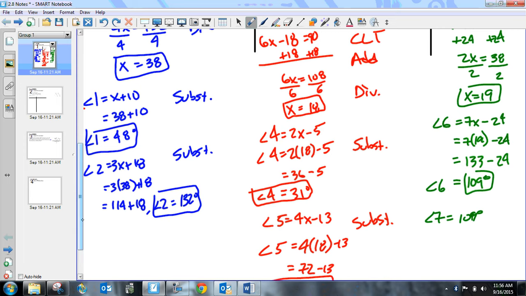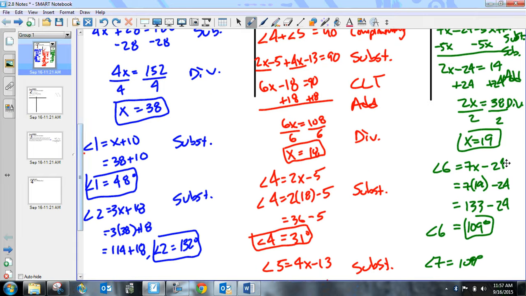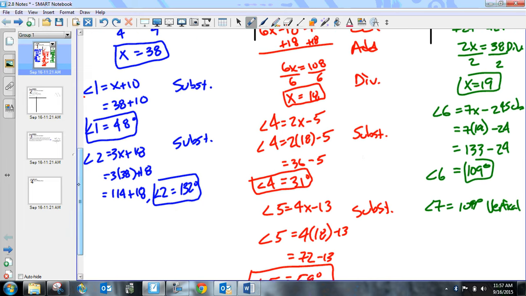All right, so now let's take a look at our steps, see what we did. I set these two equal to each other. That was substitution. I used subtraction, then addition, then division, and then I used substitution again. But the interesting thing here is how I automatically just knew that angle 7 was equal to 109. That's because these are vertical angles. There are reasons why I do all this stuff. I'm not just picking it out of thin air. I'm creating this based on the properties that I'm given.